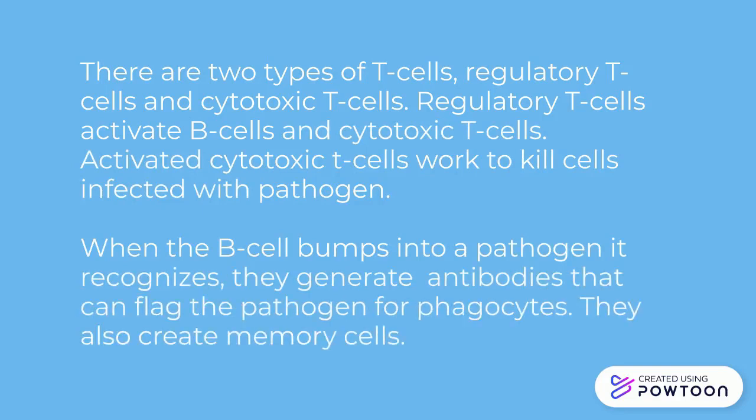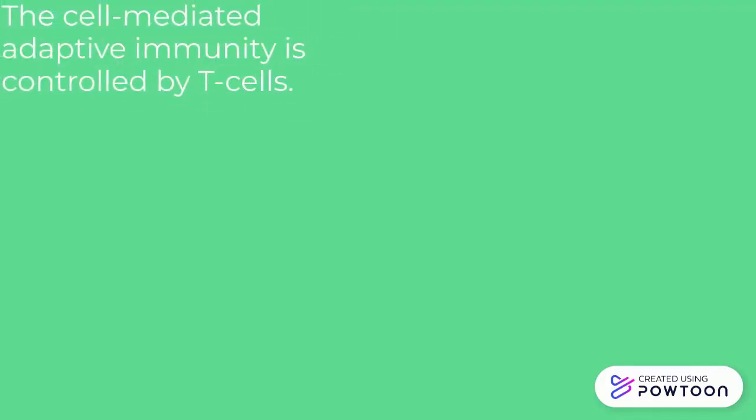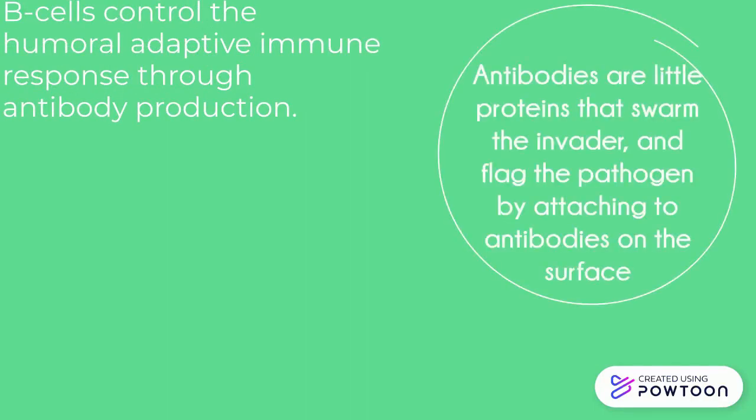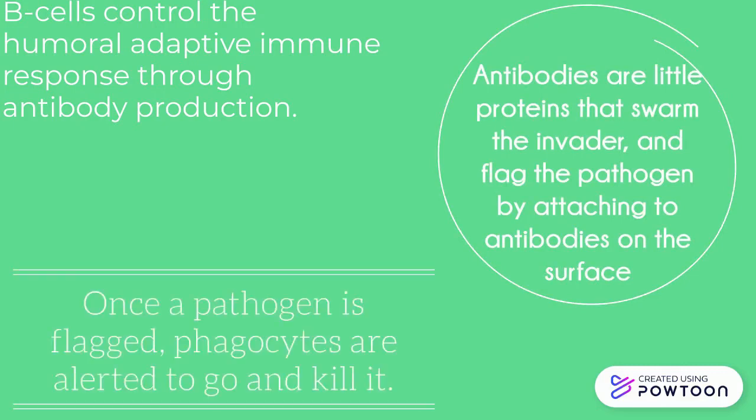B cells bump into the pathogen that they recognize, then they generate antibodies that can fight the pathogen and create memory cells. The cell-mediated immune response is controlled by T cells. B cells control the humoral immune response by producing antibodies. Antibodies are little proteins that flag the invader so that phagocytes are alerted and go and kill them.